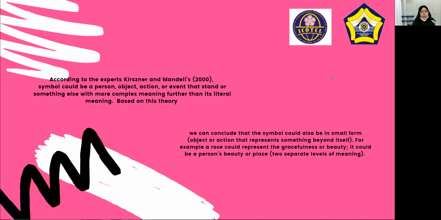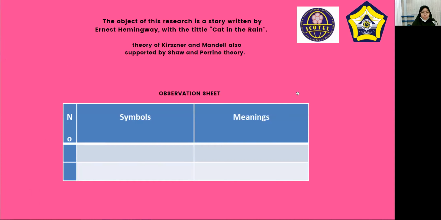It is really interesting to analyze the symbol because it belongs to figurative language. However, people only know about things like metaphor, so symbol is less known compared to other figurative language. As I mentioned before, the object of this research is a famous story written by Ernest Hemingway, with the title Cat in the Rain.